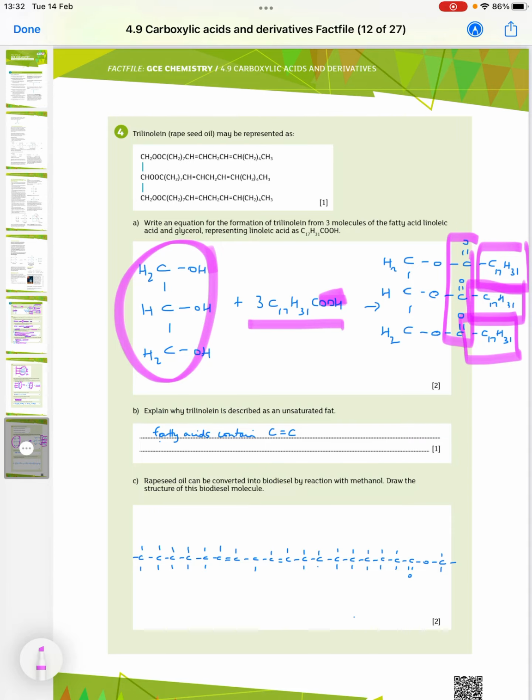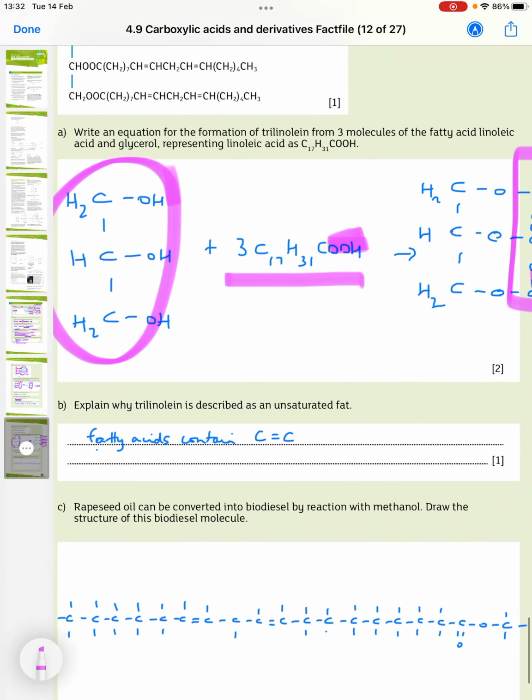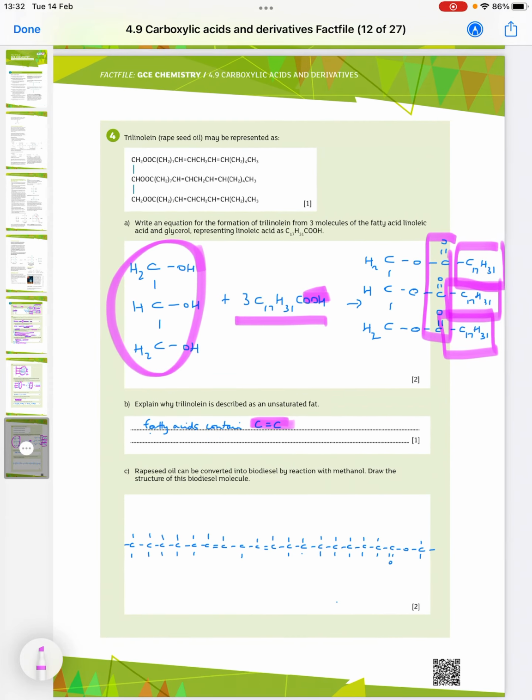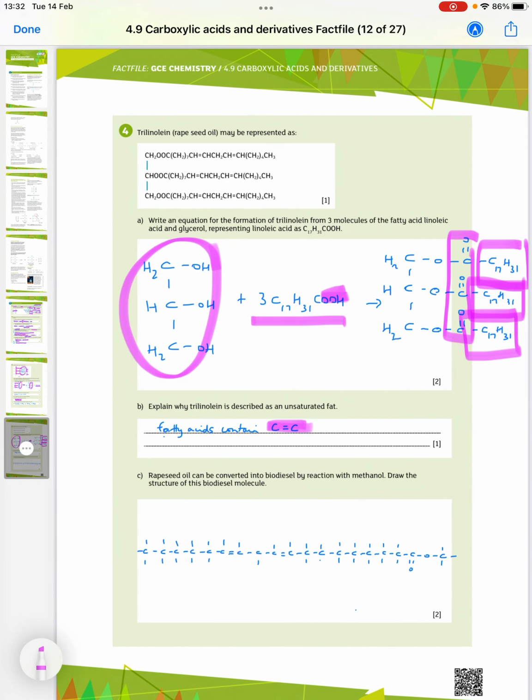Okay, then explain why it's described as an unsaturated fat. It's because the fatty acids contain the carbon-carbon double bond. And then this was quite a nightmare to fit in this gap, but here we go. Rapeseed oil can be converted into biodiesel by reaction with methanol. Draw the structure of this biodiesel molecule.